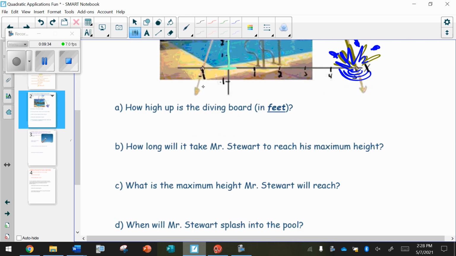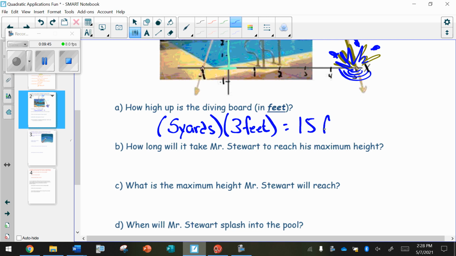So if we are 5 yards up, and there's 3 feet per yard, that means we are 15 feet. By we, I mean me on the diving board. I am 15 feet above the water.